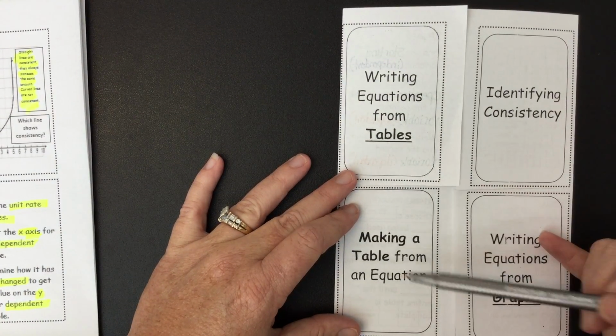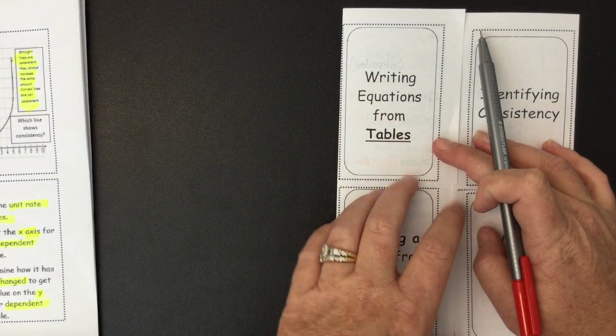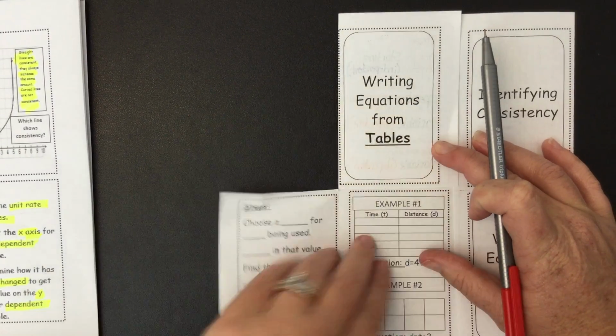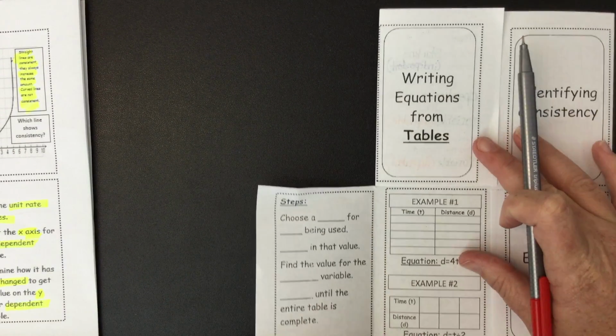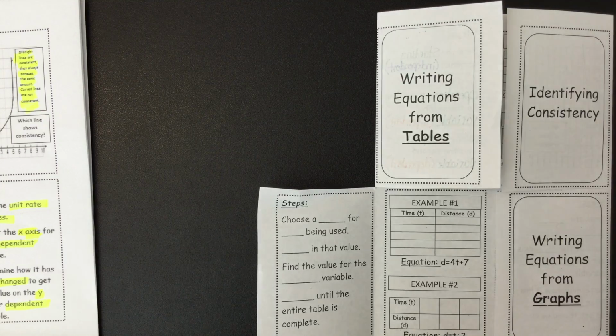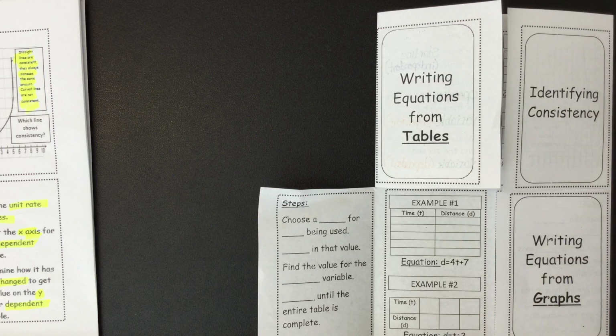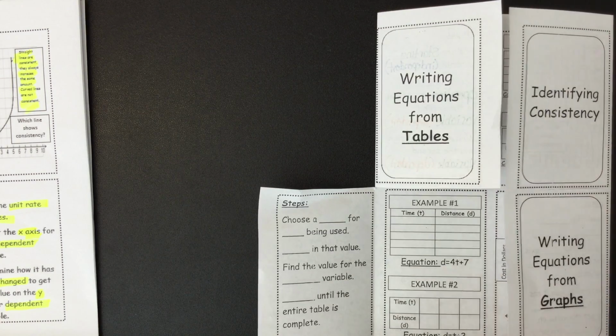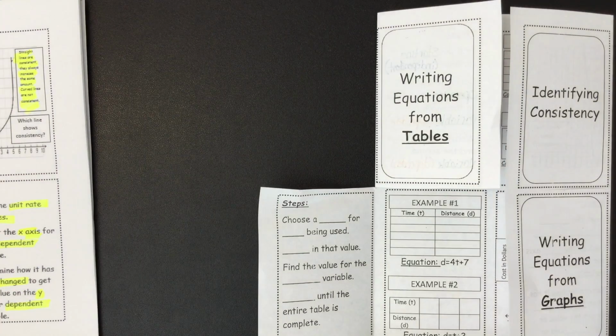Let's make a table from an equation. All right. Make a table. And again, this one to me is pretty easy because all I'm doing is plugging in my numbers. It gives me the equation. All I have to do is plug in the values, right? All right, I'm going to get my colored pens here.